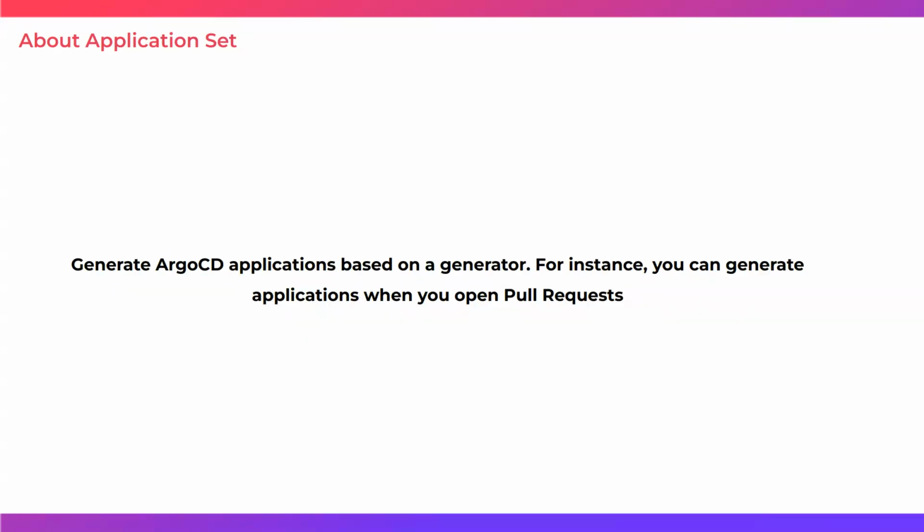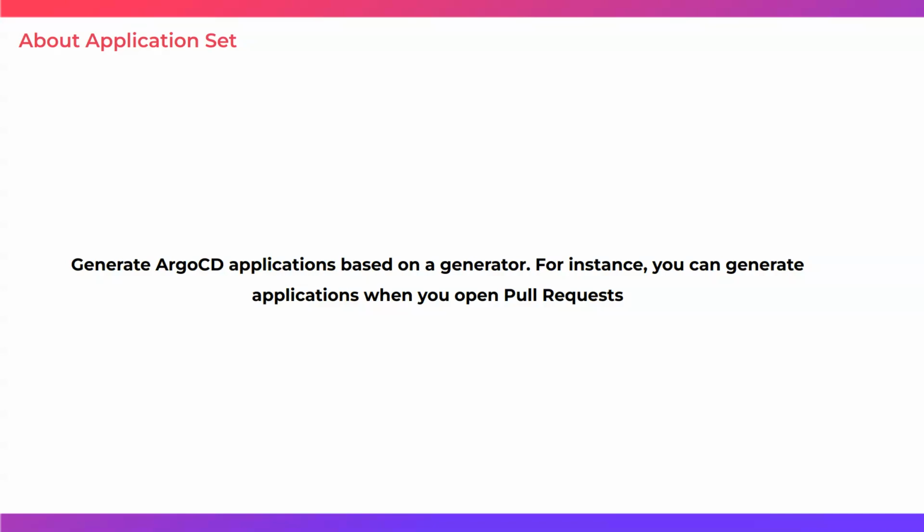And I also need to talk to you about application sets. An application set is another custom resource definition of Argo CD. Basically, what an application set does is generate applications based on a certain pattern. The pattern we decided to use was the pull request generator.